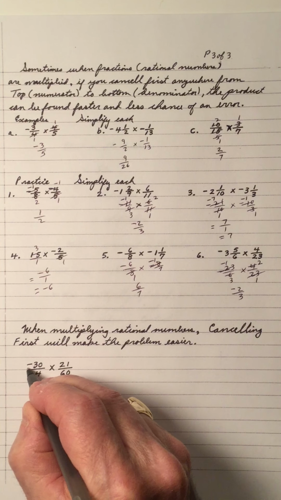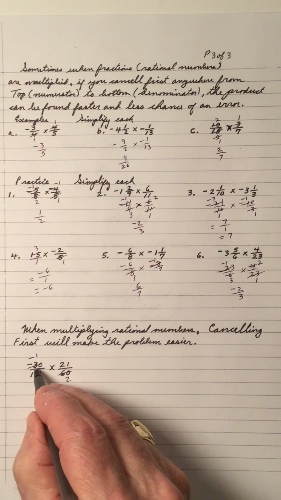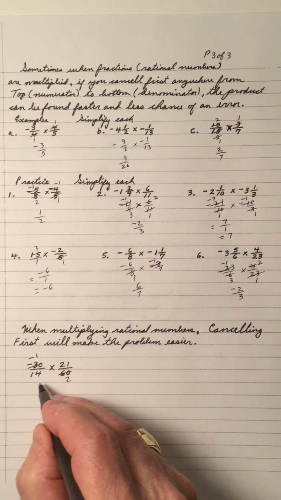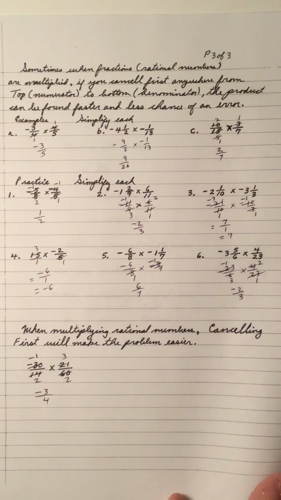Let's go. 30 into negative 30 goes negative 1. 30 into 60 goes 2. Done. 7 into 14 goes 2. 7 into 21 goes 3. Now I can't cancel. Nowhere else. So that's negative 3 on top, 4 on the bottom. Canceling. Most important.